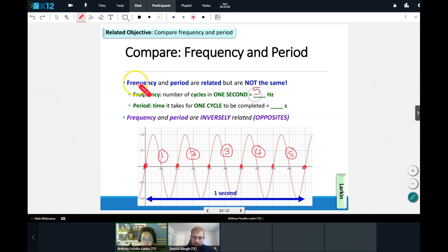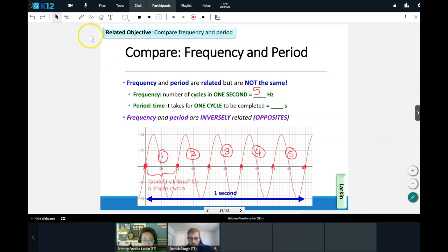5 waves in a second, so 5 hertz. Now, period, on the other hand, is just the time for one cycle. So let's just take a look at the first cycle and tell me how long did it take for the first cycle to occur, right? So we need a period of time for a single cycle. What is that period of time right there?